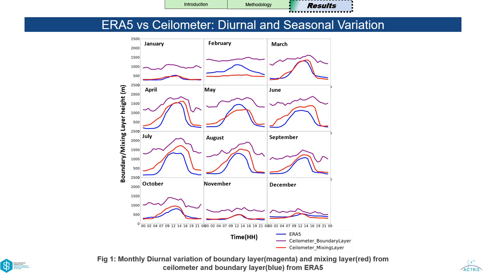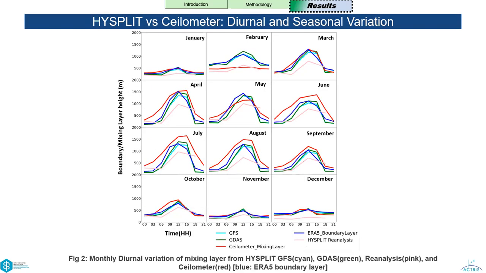In the next plot, we plotted HYSPLIT, ERA file, and ceilometer all together. The lines in pink are the reanalysis HYSPLIT data, and you will see that it is underestimated throughout the year. So this HYSPLIT reanalysis model is completely out of the league, no more in competition. This can be because it is available in 6-hour time resolution, and the grid for this model is also different. But the lines in green and cyan are from GFS and GDAS, and they seem to agree very well with the ERA files.